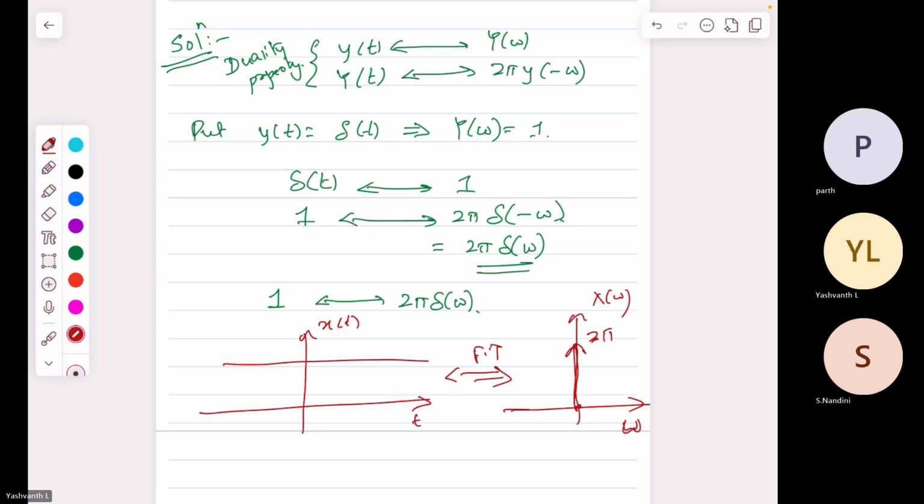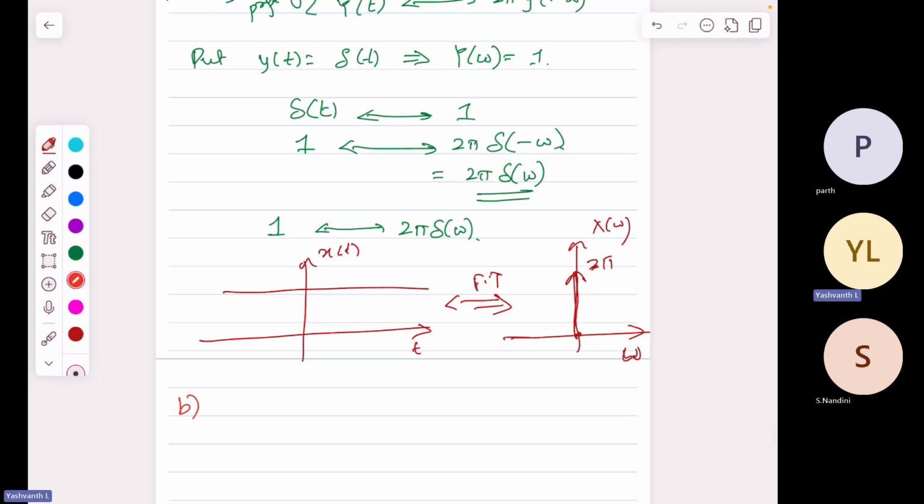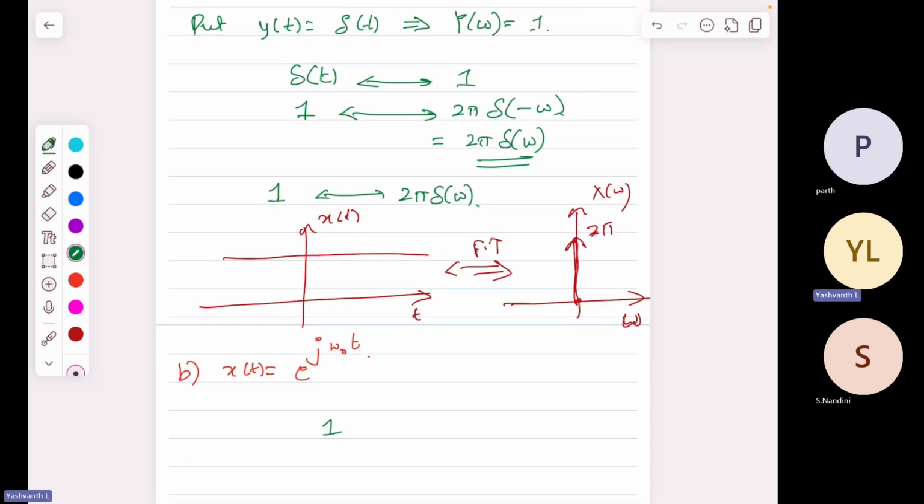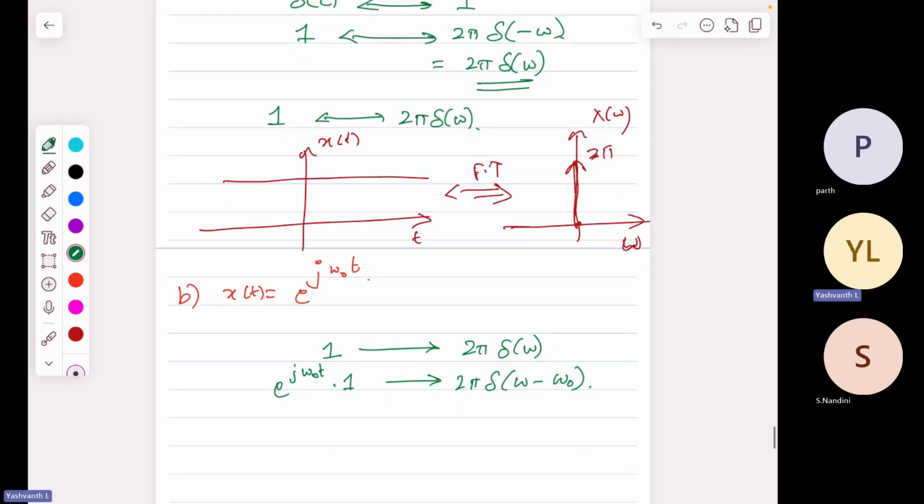Okay. Now, the second question is the Fourier transform of x of t equal to e power j omega naught t. The answer is again simple. What I know from the first question is that 1 has the Fourier transform 2 pi into delta of omega. Therefore, e power j omega naught t into 1 will have the Fourier transform 2 pi into delta of omega minus omega naught. Is it okay? This is the frequency shifting property of the Fourier transform.